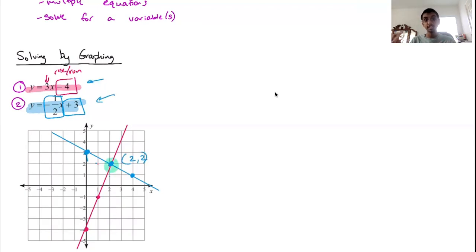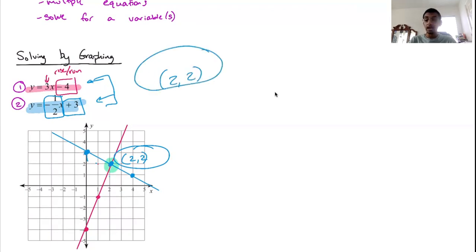So with systems of equations, we're just trying to figure out what coordinate point I could plug into both of these equations to make the equations equal and be correct. So now we know that the solution would be (2, 2), and we solved that using graphing. That wasn't too bad. Again, you're just graphing, not too bad.